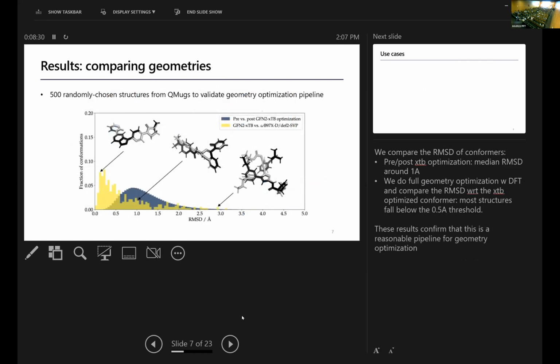Another thing that we wanted to do was to validate the geometry optimization pipeline that I previously described. And for that, we take 500 randomly chosen structures from the QMugs dataset. And what we did was essentially compare the geometries pre-xTB and post-xTB optimization. And what we see is that the median is around 1 angstrom. We also ran some full geometry optimization via DFT with the chosen functional to see whether the geometries that we get from xTB are close to the DFT ones. And we see that most geometries fall below 0.5 angstroms in RMSD, which confirms that this is a reasonable pipeline for geometry optimization.